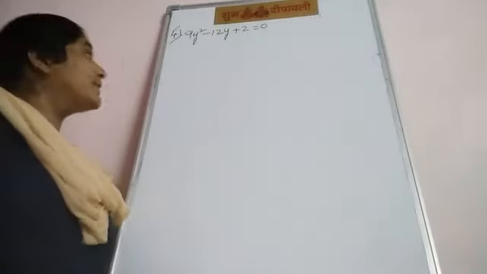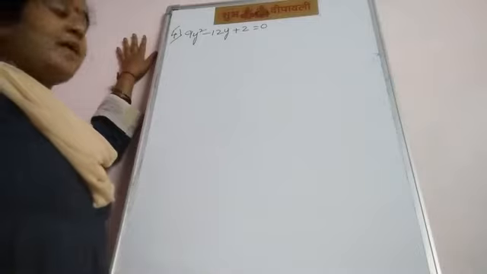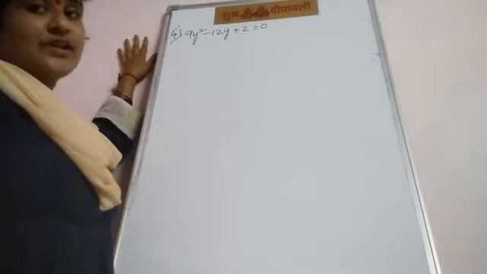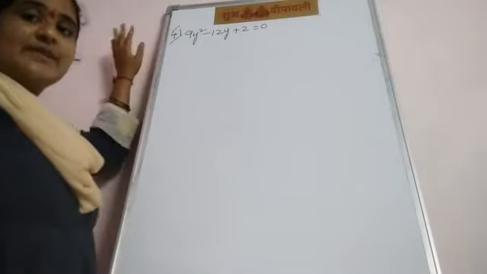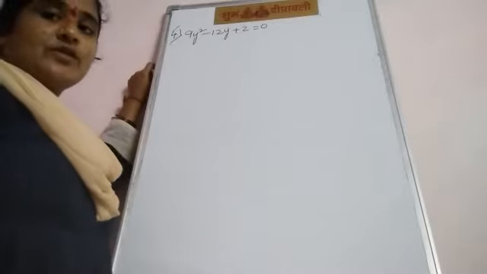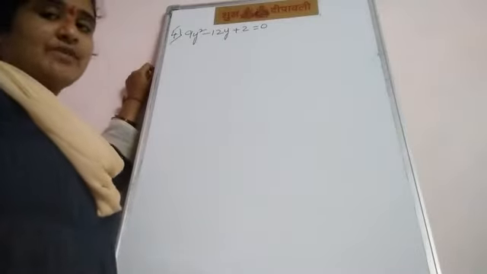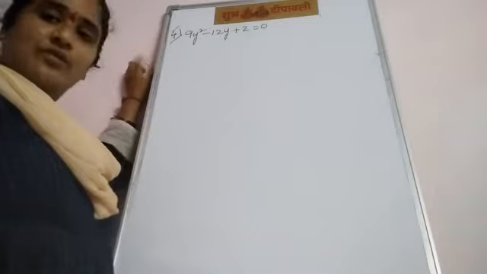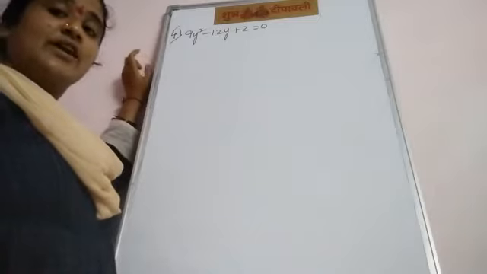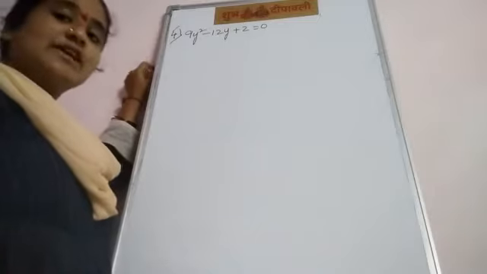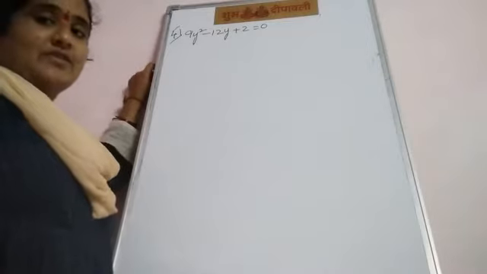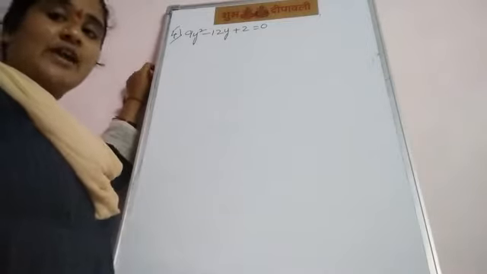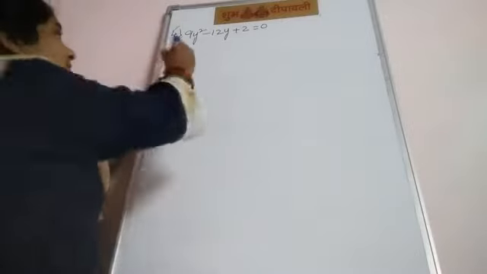Students, now the fourth one. 9y² - 12y + 2 = 0. Now steps, what? First step, what? The y² coefficient should be 1. In this equation, is 1 there? No. So we divide by the y² coefficient. What is the y² coefficient? 9. So divide by 9 on both sides.